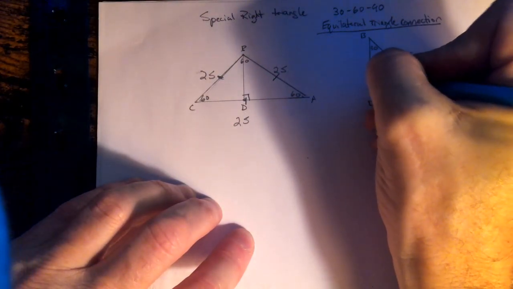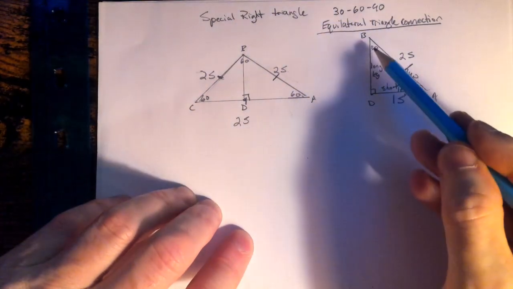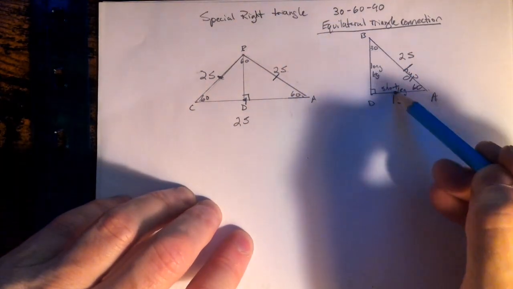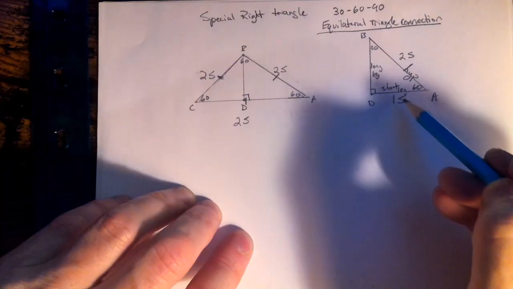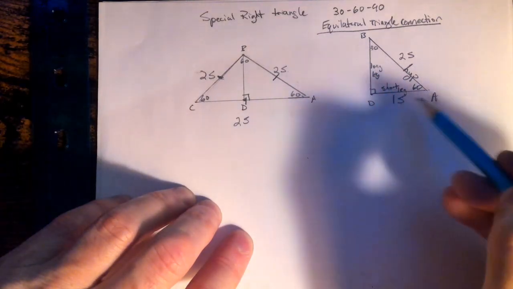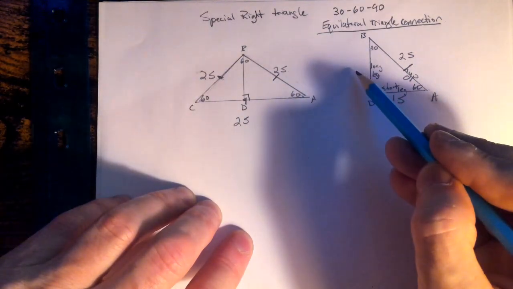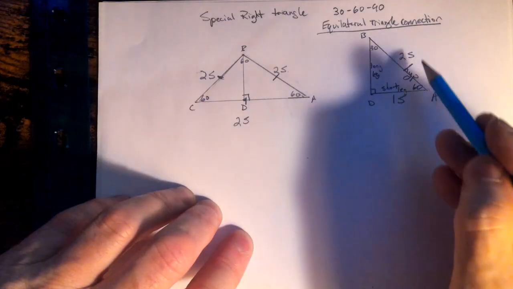It's important that we think about them separately. The short leg should be opposite the shorter angle. If this angle is 30 degrees, and this is 60, this side should be longer than this. So if this is 1S, this has to be greater than 1S, but less than the hypotenuse, which is 2S.